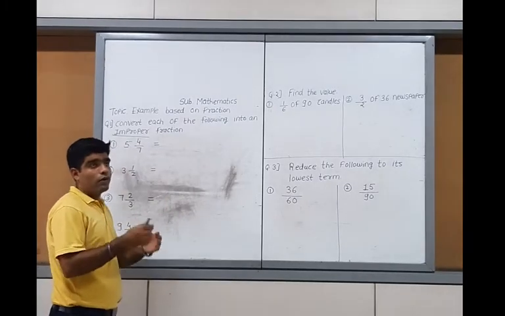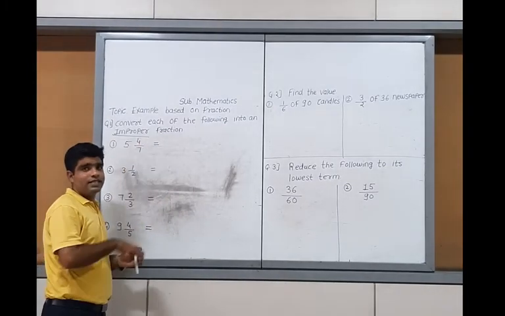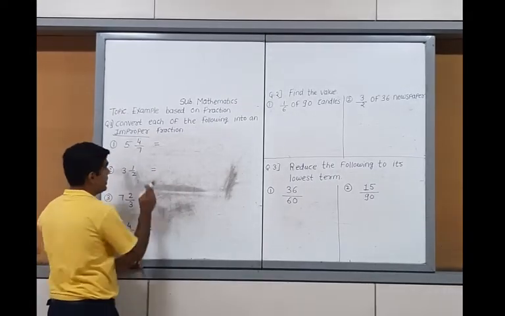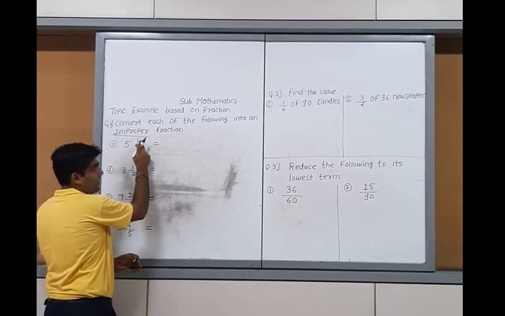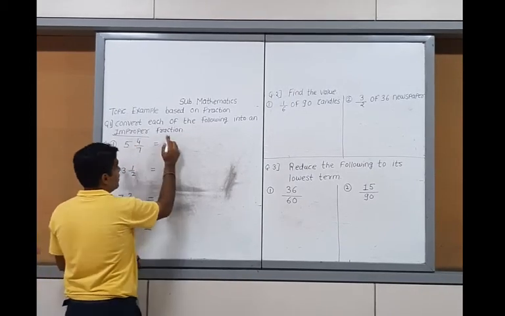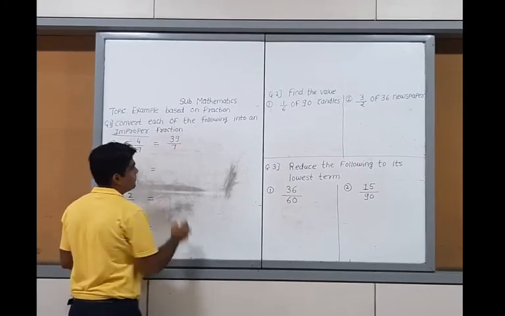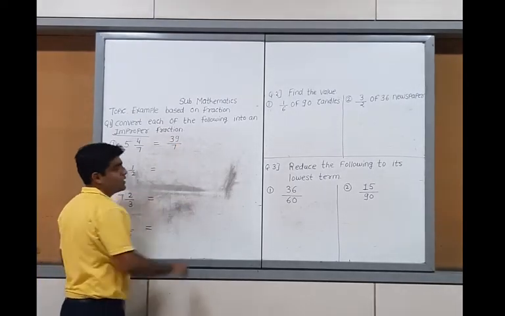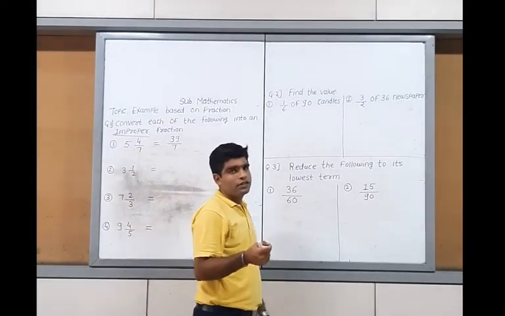Now see how to convert 5 into 4 upon 7 into an improper fraction. First of all, 7 fives are 35, 35 plus 4 is 39, so 39 divided by 7. Your answer is what? 39 upon 7. This is 39 upon 7, an improper fraction.